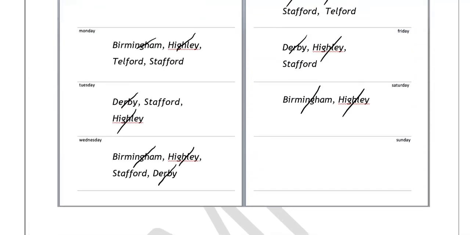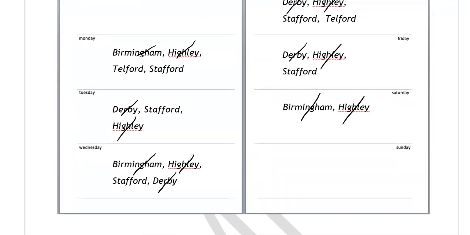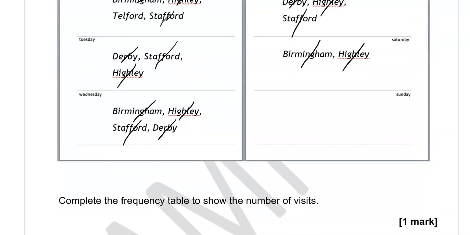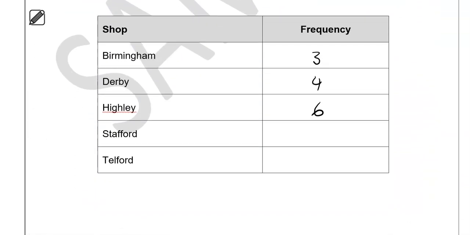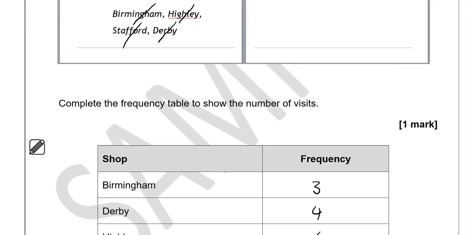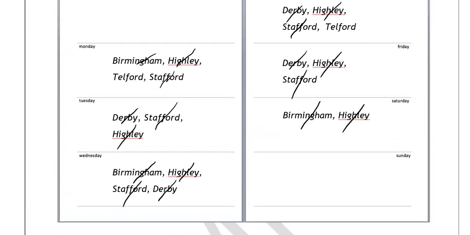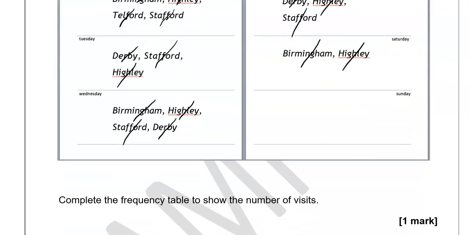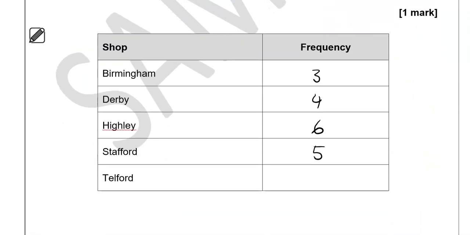Stafford, 1, 2, 3, 4, 5. Telford, 1, 2, just 2 of them.